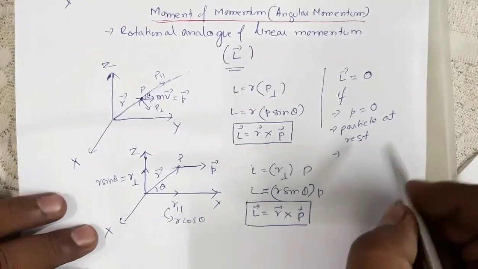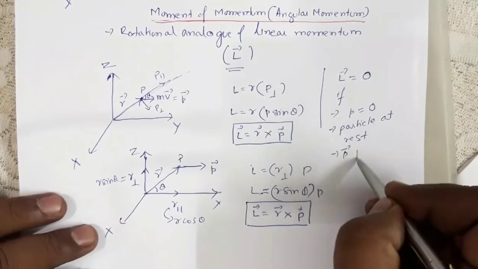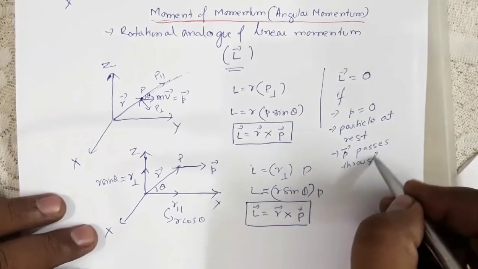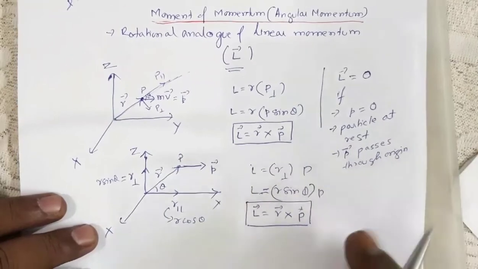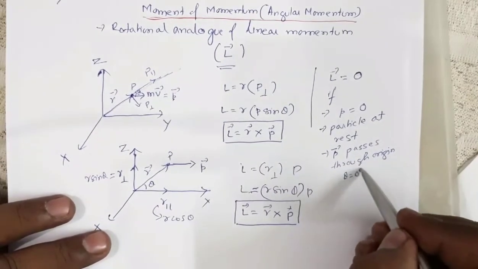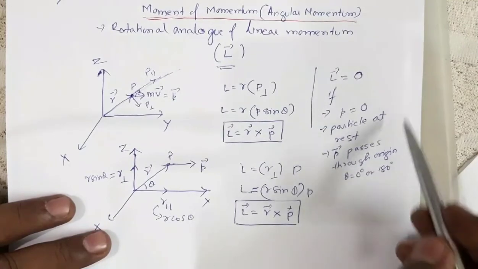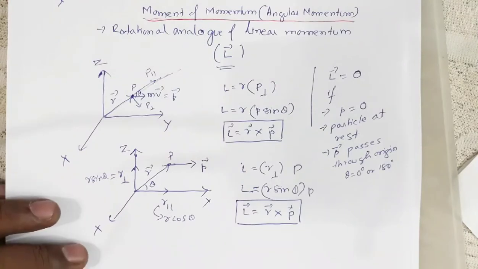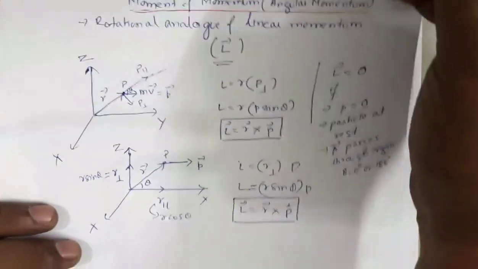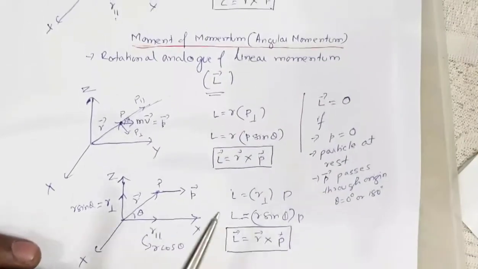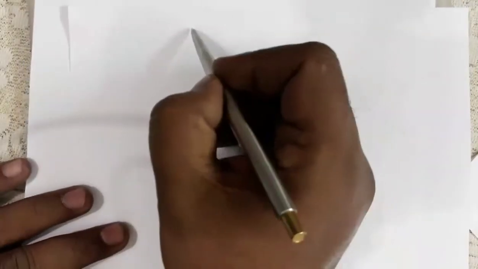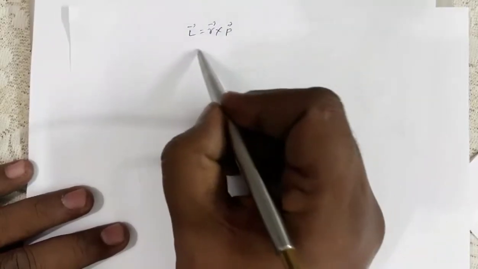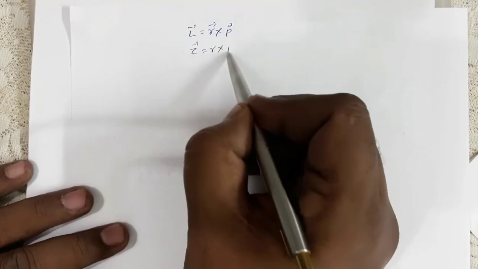So that is, the momentum of the particle vector P passes through origin. That is theta is equal to 0 degree or 180 degree. So for all these cases, the angular momentum will be 0. Okay, now let's see. So we have L equal to R cross P and we have tau is equal to R cross F.